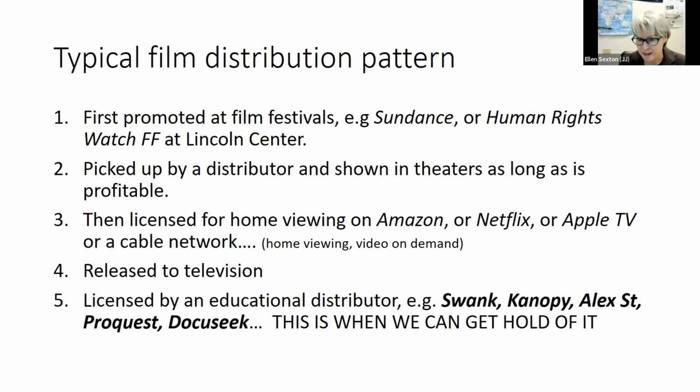Then the next step is usually licensing for streaming direct to consumers on Amazon or Netflix or Apple TV. Next, television, cable television or public television. And then almost at the very end, it's when we come in, the educational institutions, colleges, schools. There are certain platforms that we can acquire streaming content from: Swank, Canopy, Alexander Street, ProQuest, DocuSeek. These are all the educational packages that we can get pretty easily.